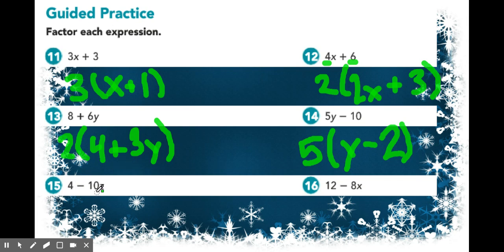4 and 10 have a common factor of 2. 2 goes into 4 2 times, minus 2 goes into 10z, 5z. Then number 16, 12 and 8 have a common factor of 4. 4 goes into 12 3 times, minus 4 goes into 8x 2x times.